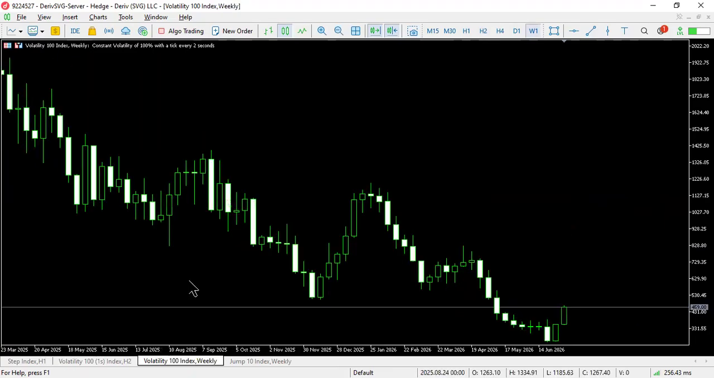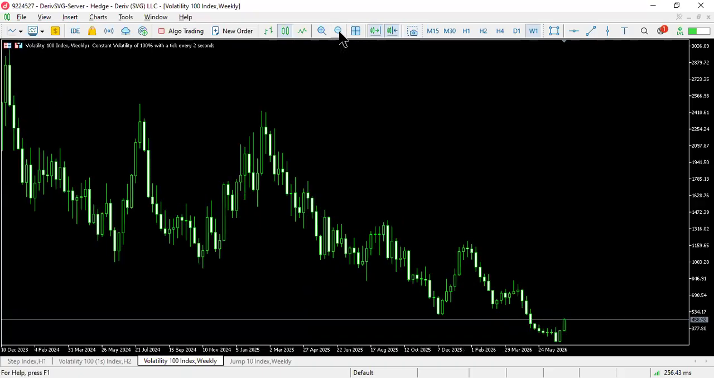Moving over to volatility 100. From the weekly time frame, the bias is very clear. We are forming lower lows and lower highs. Therefore, we are in a downtrend.